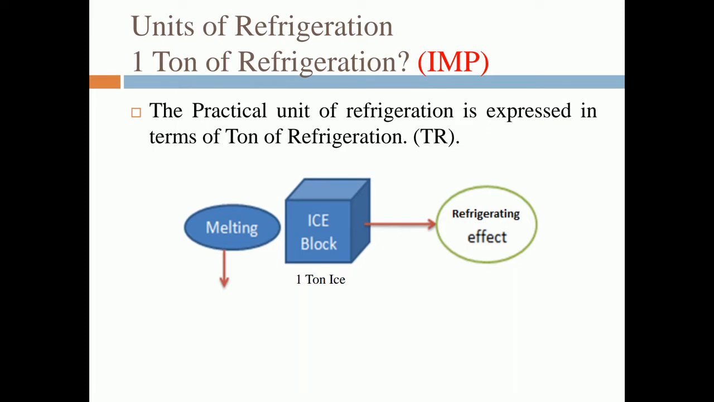Now, in the slide, we can see there is one ice block. We take it as 1 ton of ice. When the 1 ton of ice is uniformly melted at 0 degree Celsius in 24 hours, it will produce the refrigerating effect. The amount of refrigerating effect produced by uniform melting of 1 ton of ice at 0 degree Celsius in 24 hours is known as 1 ton of refrigeration.